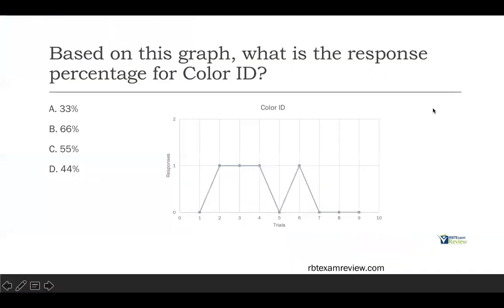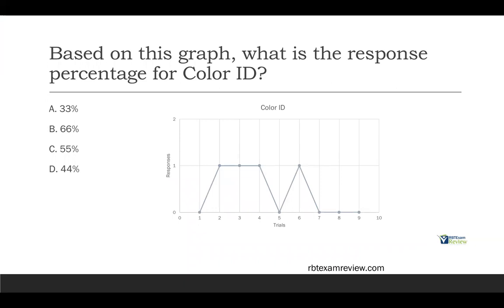All right, based on this graph, what is the response percentage for color ID? So I get this question a lot. How do I convert percentages? Well, you're going to convert percentages the same way you would do it in any real life scenario, right? So a number divided by a number gives you a percentage, right? 3 divided by 10, 30%, okay? It works the same way here. You might just have to look at data, okay?